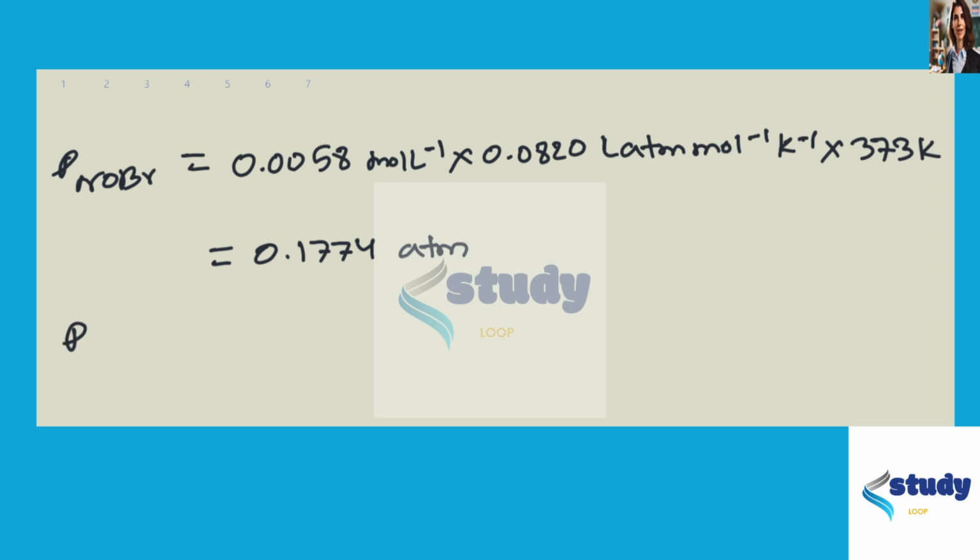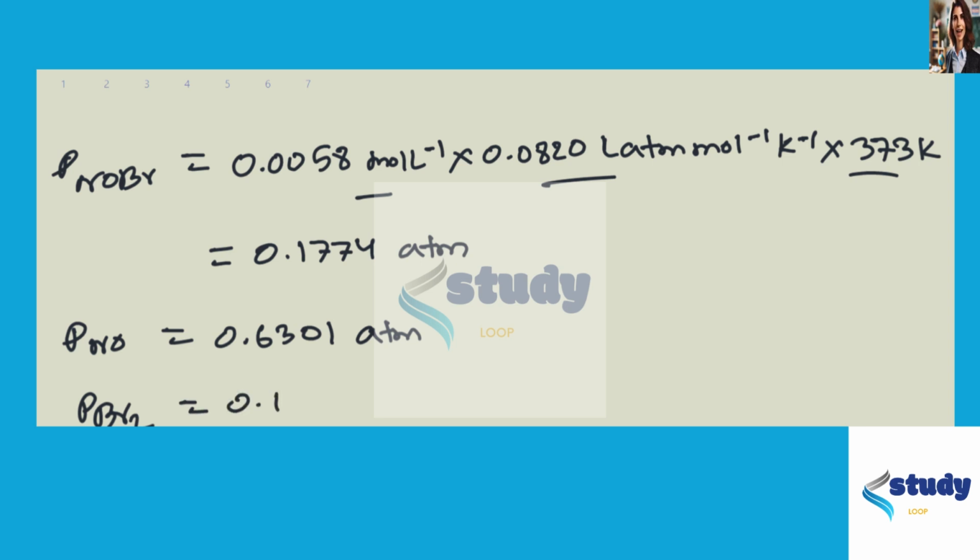And similarly, you can find the pressure of NO if we multiply the concentration of NO by the universal gas constant and the temperature. We'll get the pressure of NO as 0.6301 atm, atmospheric pressure. And then for bromine, it will be 0.1590 atmospheric pressure. So these are the three pressures exerted by each of the components.